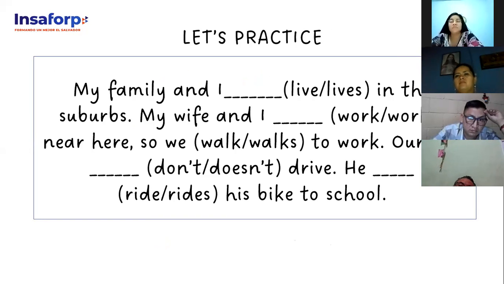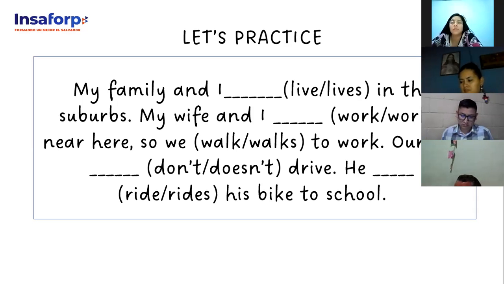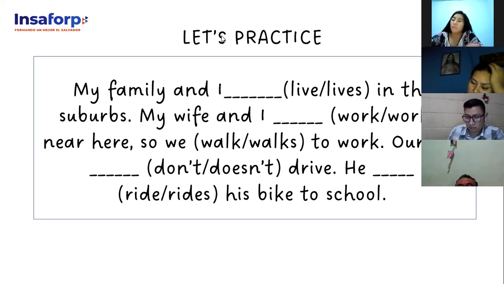I have a short conversation or a short paragraph that we are going to complete the first time individually. Let's take the time. Write it down on your notebook, and then we are going to discuss about this one. Okay, here we go. Right now, write it down. Escribámoslo. And try to complete. My family and I. And an extra hint for you. Para que no nos cueste identificar que vamos a usar live or lives, let's do it.